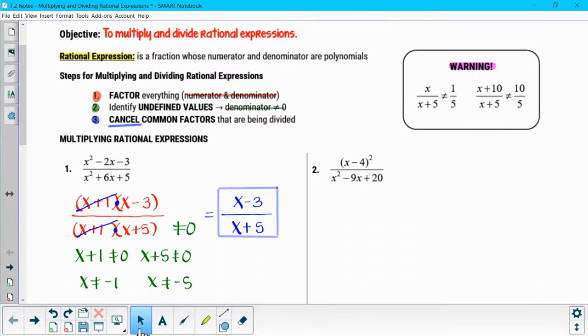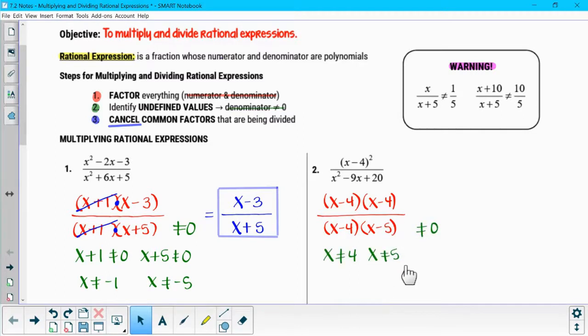Okay, number 2. I have x minus 4 squared, which I'm going to go ahead and write as x minus 4 times x minus 4. I'm looking for something that multiplies to be 20, adds to be -9. Those factors are -4 and -5. Now I'm going to go in and write down my undefined values. So I'm setting each factor not equal to 0. X cannot equal 4. X cannot equal 5.